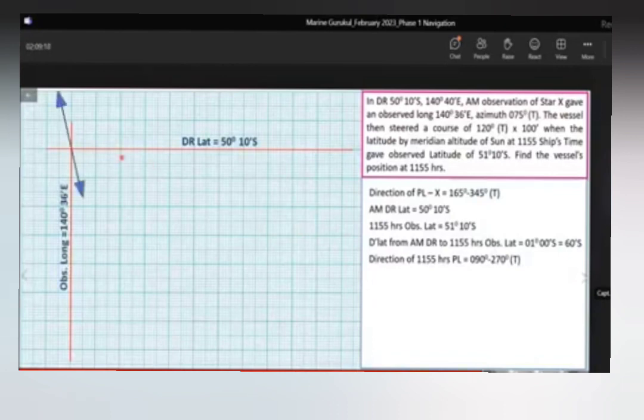Now this is the point through which the AMPL shall be drawn. The direction of this AMPL is 165 345. That is the AMPL for star X.